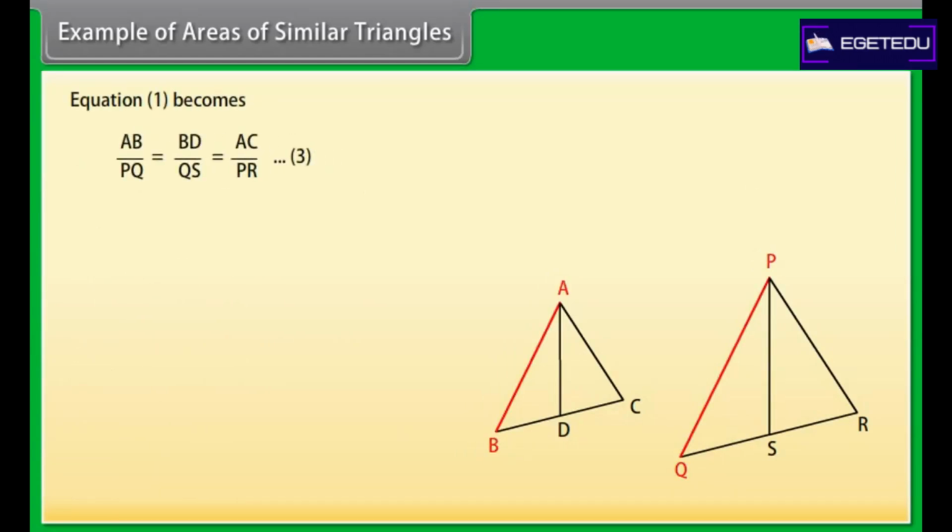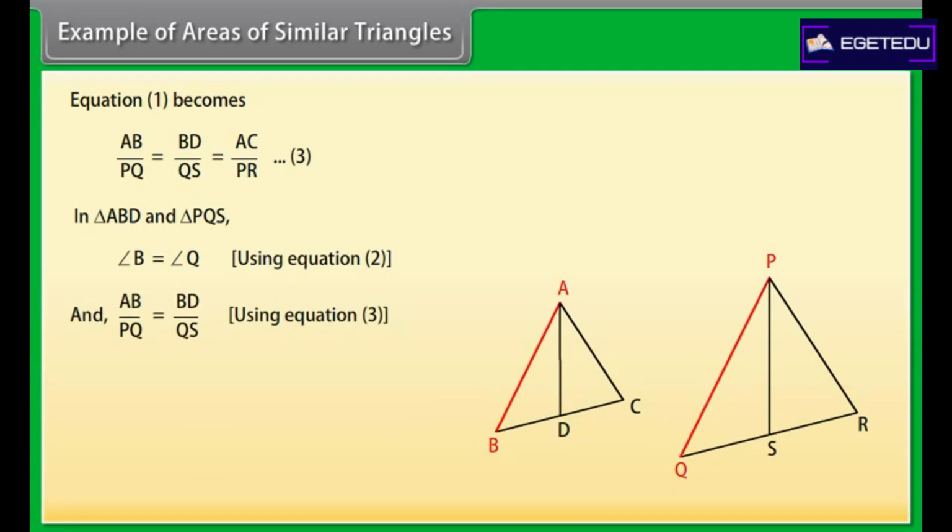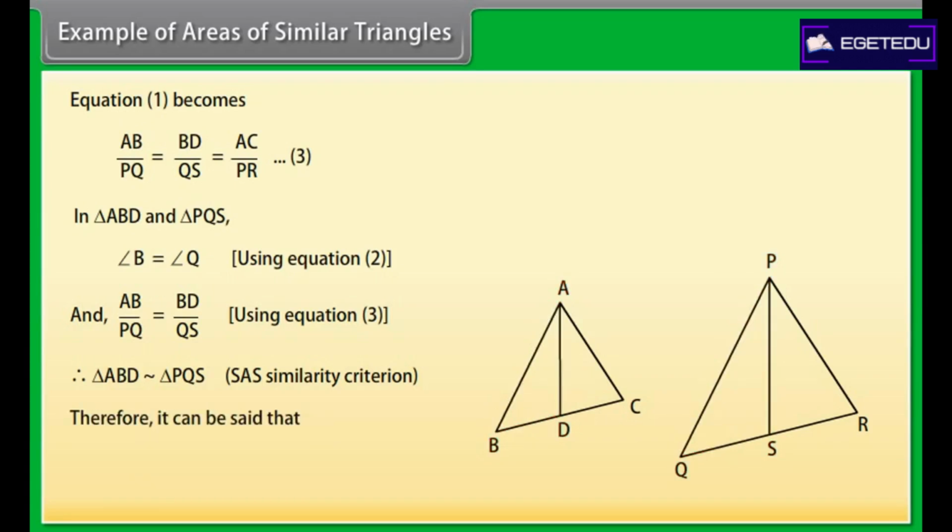Equation 1 becomes AB upon PQ as BD upon QS, which is equal to AC upon PR, which is equation 3. In triangle ABD and triangle PQS, by using equation 2, angle B is equal to angle Q, and by using equation 3, AB upon PQ equals BD upon QS. Therefore, triangle ABD is similar to triangle PQS, SAS similarity criterion. Therefore, it can be said that AB upon PQ equals BD upon QS equals AD upon PS.